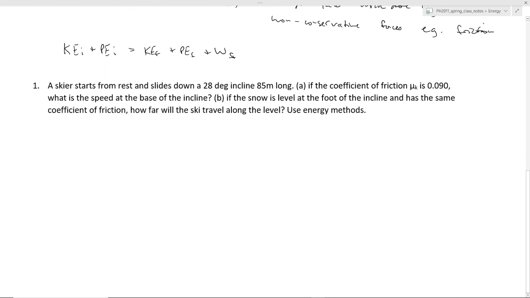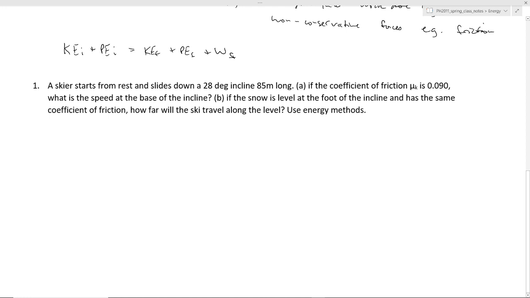So a skier starts from rest and slides down a 28 degree incline, 85 meters long. If the coefficient of friction, mu k, is 0.09, what is the speed at the base of the incline? And if the snow is level at the foot of the incline and has the same coefficient of friction, how far will the ski travel along that level? And we're going to use energy to talk about this.